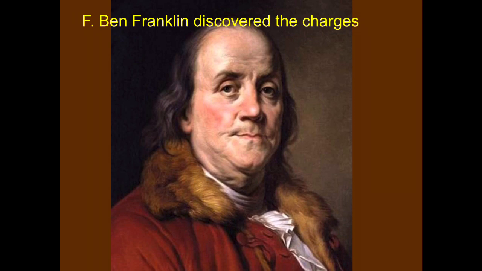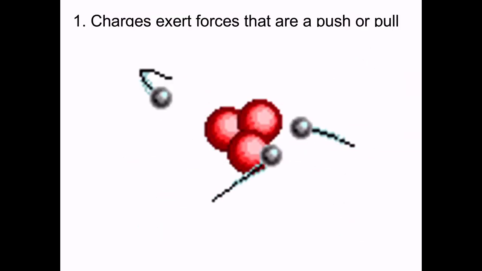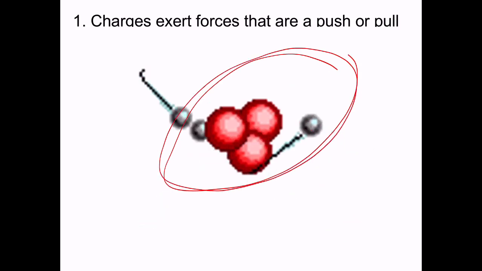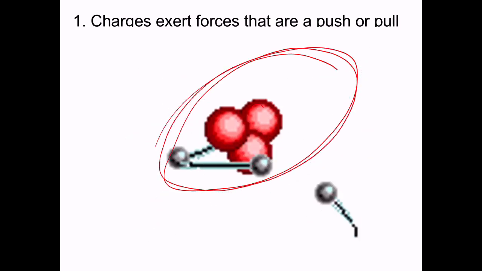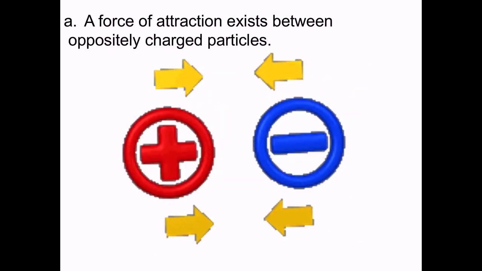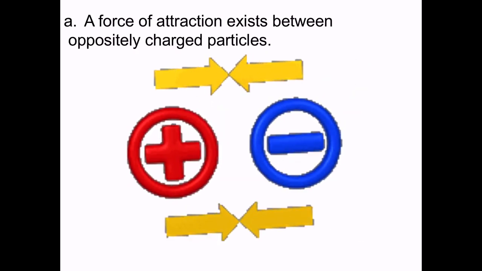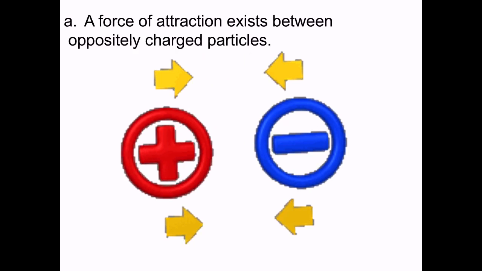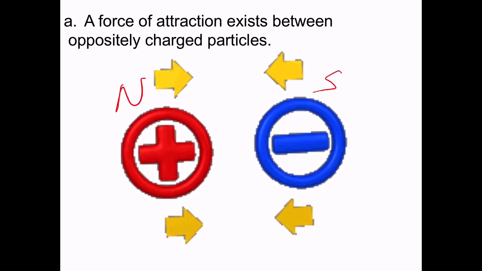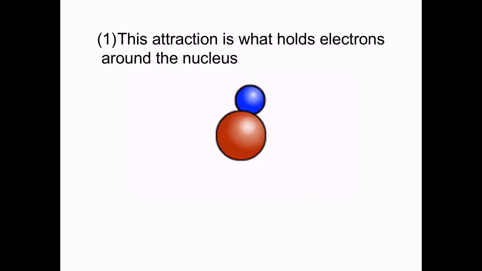Ben Franklin discovered the charges. Charges exert forces that push or pull. So electrons are zipping around the outside, with the negative charge being held closely by the protons' positive charge. Forces of attraction exist between opposites, again, like magnets. So you can think of this as a North Pole, South Pole kind of thing. They attract. This attraction is what holds electrons around the nucleus.